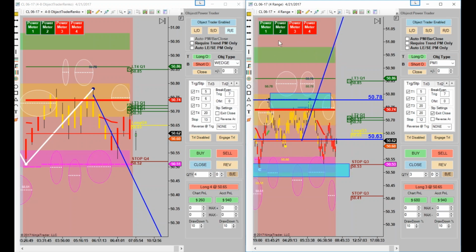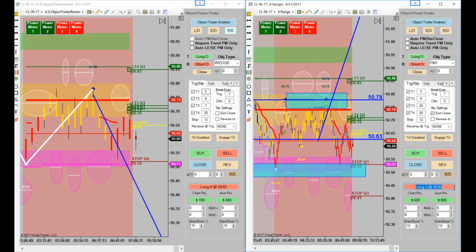Because our parameter 1 and 2 is green. We're in the red a little bit. We also got in on a trend line break. Stops underneath the swing. 11 ticks, 13 ticks right now. That's quite a bit for 4 contracts. It's $520 of our 940.